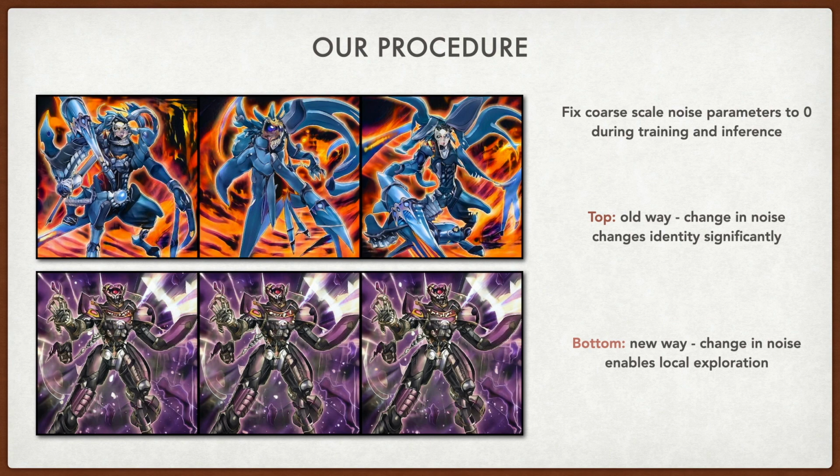To address this problem, we propose a simple workaround to the noise-latent trade-off issue, simply setting the coarse-scale noise parameters to 0 during training and inference. Since changes in identity are primarily governed by coarse-scale layers, by setting the noise to 0, the latent will retain complete identity control. In the figure, the top row shows 3 noise instances of the same latent using the default network, showing the undesired changes in creature identity. In the bottom row, we show 3 instances of noise for our modified approach, which maintains consistent identity.